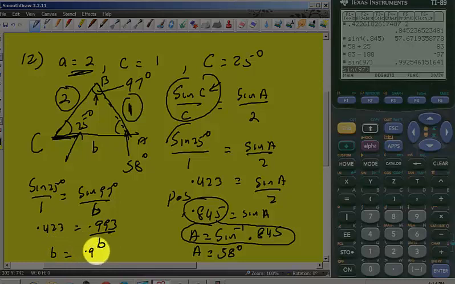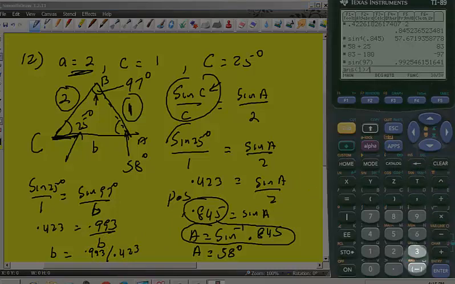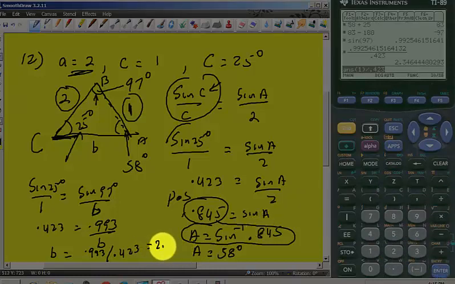Be 0.993 divided by 0.423. So let's go ahead and divide that by 0.423. Okay, and then let's see what that turns out to be. And this turns out to be approximately 2.346. So that's my B, which is 2.346. Okay, everything looks good.